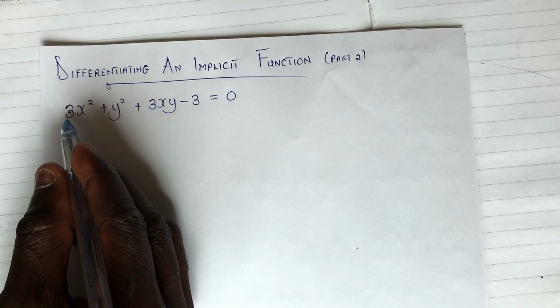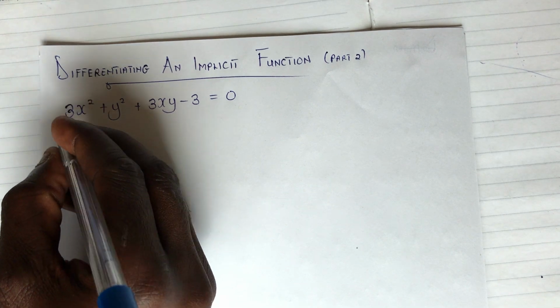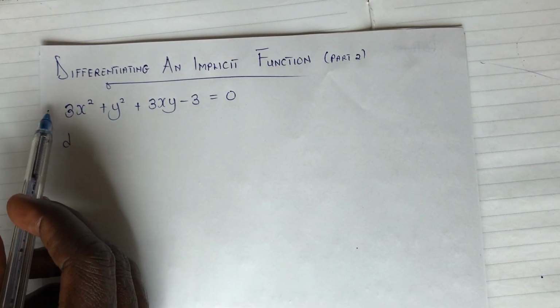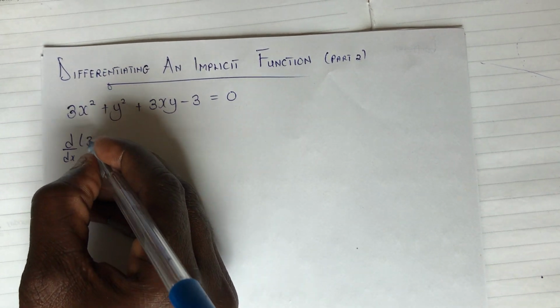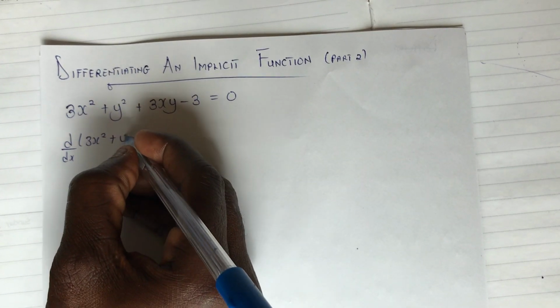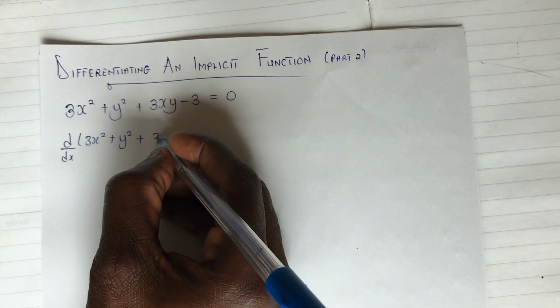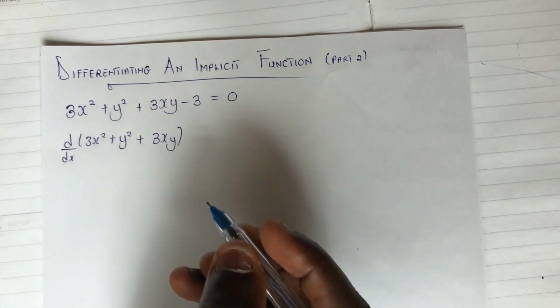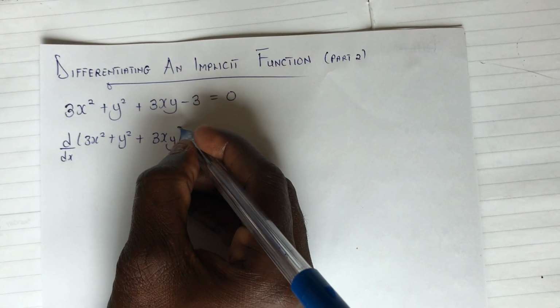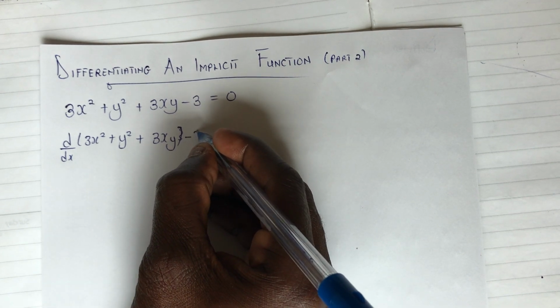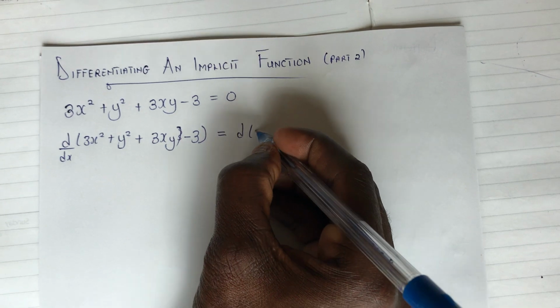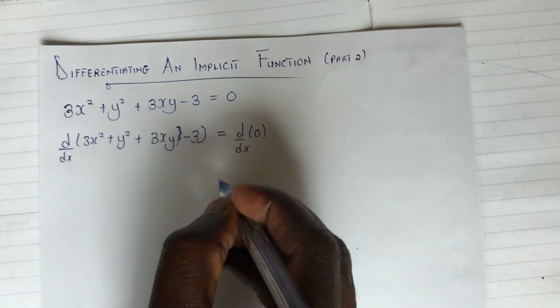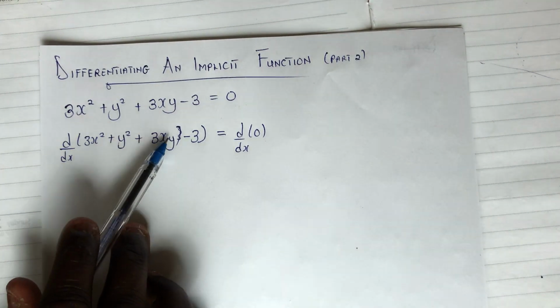The rule says to apply the derivative to both sides of the function. So remember, we are differentiating the whole function with respect to x. So the derivative of 3x squared plus y squared plus 3xy, there's supposed to be minus 3. I didn't bring that. Equal to the derivative of 0, d/dx. So sorry for this mistake.